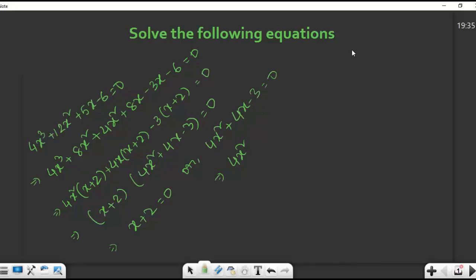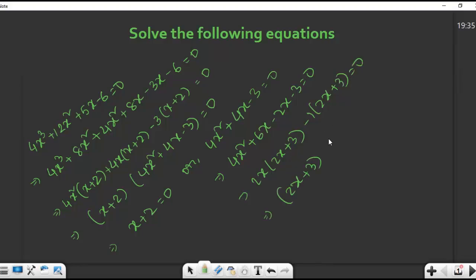That means we can write in this way 6 minus 2. So plus 6x minus 2x minus 3 equal to 0. So here 2x is the common factor. So 2x plus 3 minus 1 is the common factor. So we can write 2x plus 3 equal to 0. If 2x plus 3 is the common factor of these two terms, then we'll get 2x plus 3 into 2x minus 1 equal to 0.